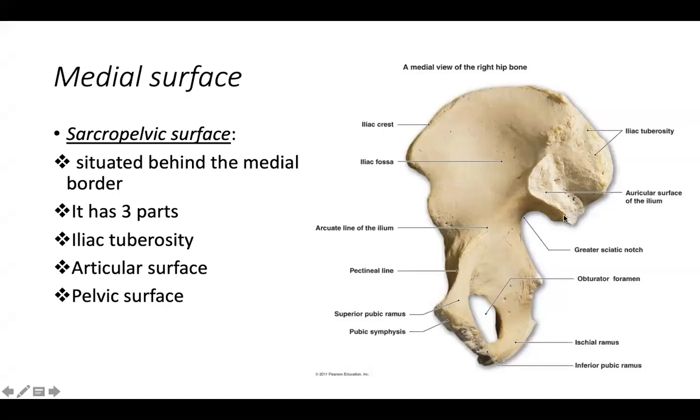You are seeing this surface, which is called the articular surface. And this articular surface articulates with the sacrum and forms what joint? Iliosacral joint. No, you reverse it. Sacroiliac. Very good. It forms the sacroiliac joint. So this articular surface of the ilium articulates with the sacrum and forms the sacroiliac joint.